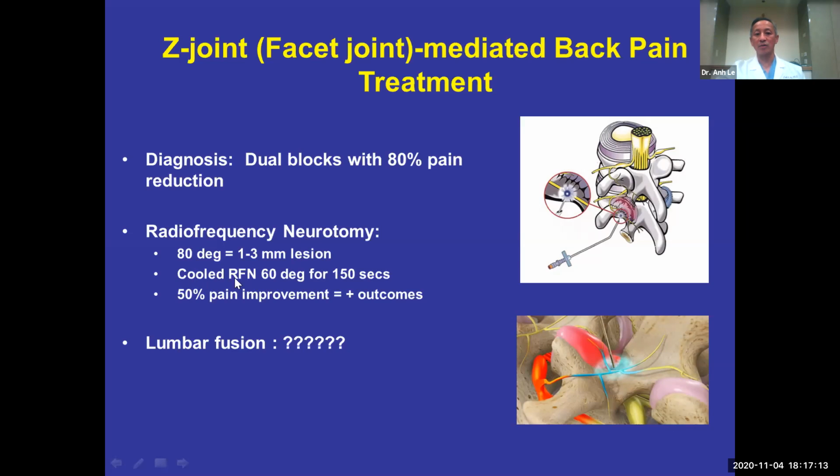So people have talked about the use of cooled radiofrequency neurotomy, where they run fluid through to reduce the thermal injury. And they can reduce the heating element down to about 60 degrees, and they can heat it for about 150 seconds. The problem is that the outcome measure is not that great, right? Basically, they said 50% pain improvement constitutes a positive outcome. That's kind of a dismal outcome for a treatment.